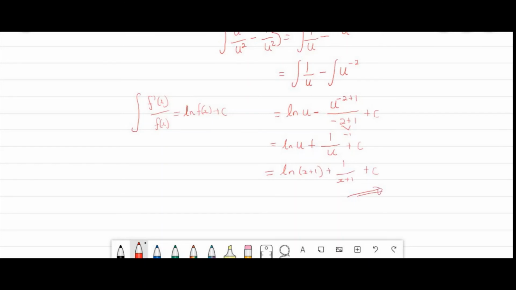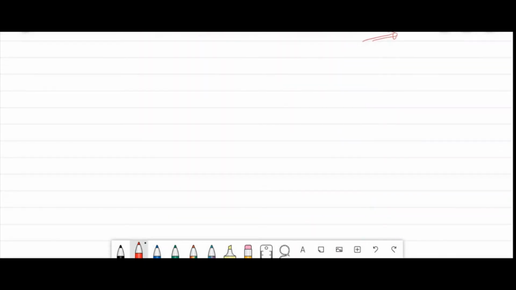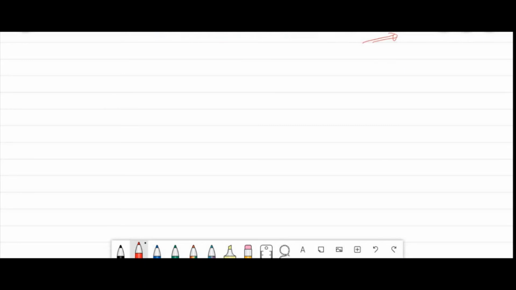So now, let's look at example number 2. Saying that we are having an integral of x plus 2 times sine of x squared plus 4x minus 6 dx. So we need to solve this using U-substitution.